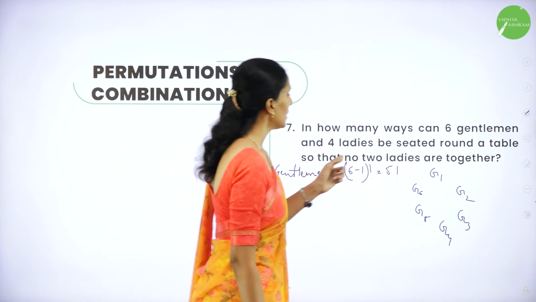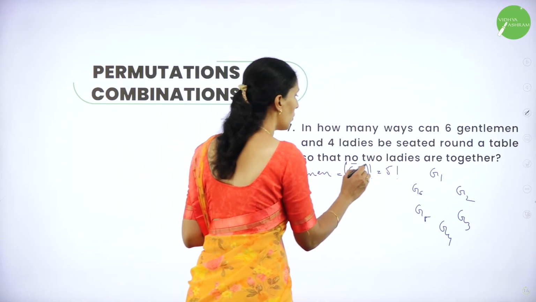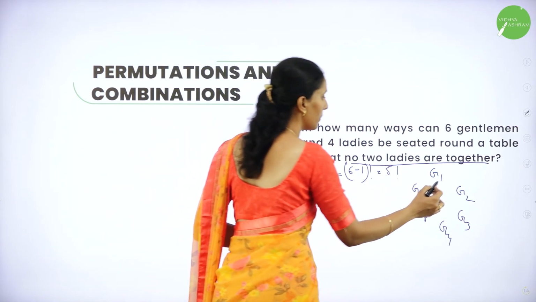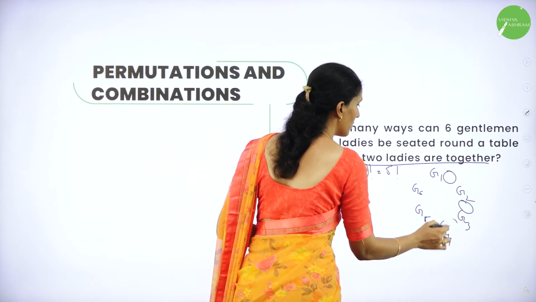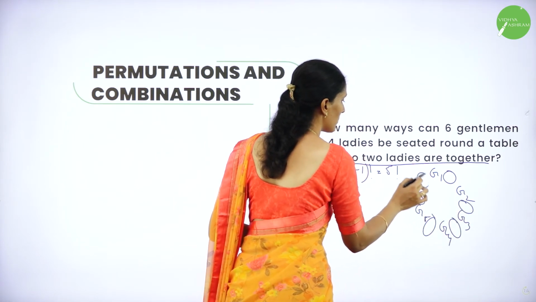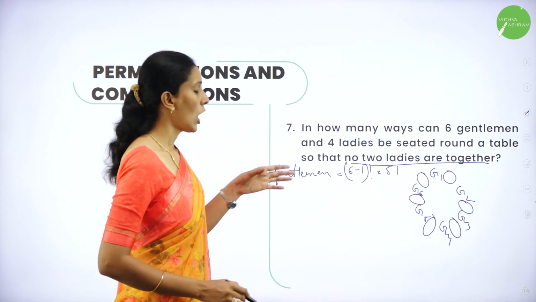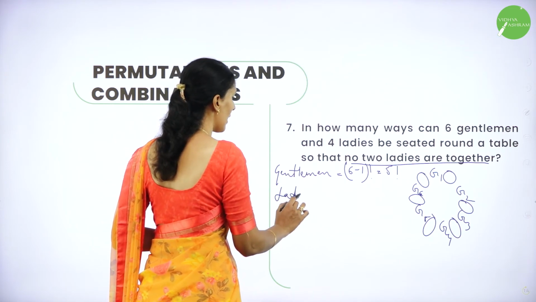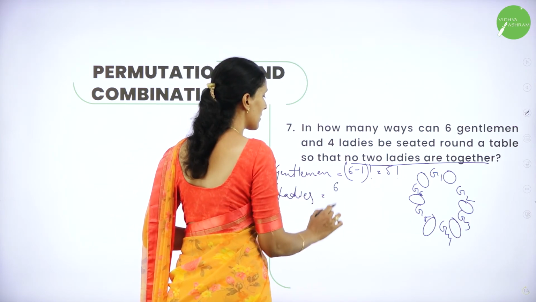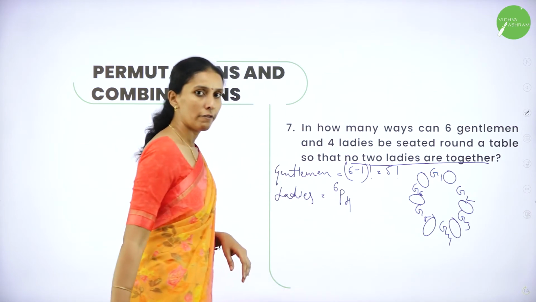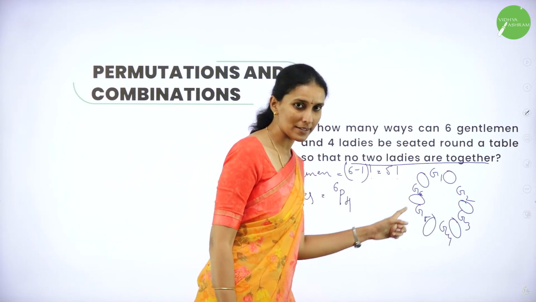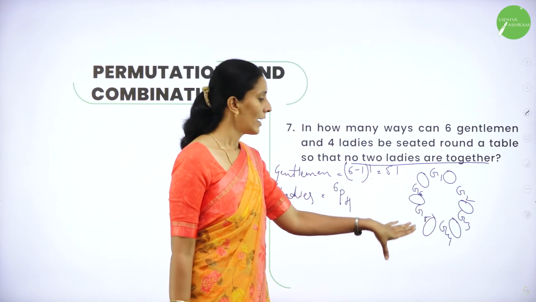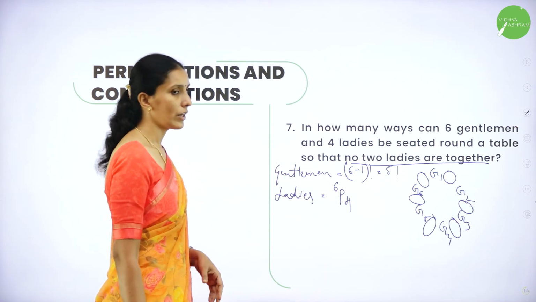What about the ladies? What is the condition? No 2 ladies are together. We cannot put 2 ladies together, so they have to fill in between these gaps. How many gaps do we have? 6 gaps. How many ladies are there? 4 ladies. So for the ladies, the arrangement will be 6P4. Why 6P4? Because we have 6 different places, and only 4 ladies. So we have to fill the 4 ladies in between the gentlemen. Any 4 places you can choose. So therefore it is 6P4.